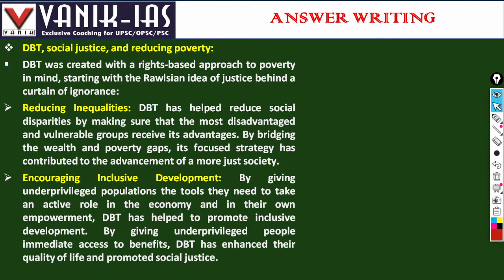Then encouraging inclusive development by giving the underprivileged population the tools they need to take an active role in the economy and their own empowerment. The DBT has helped to promote inclusive development by giving underprivileged people immediate access to benefits. DBT has enhanced their quality of life and promoted social justice because the amount comes to their bank account. The account became even functional, so they are able to take a loan, fulfill their financial needs, and all their needs are fulfilled right now.